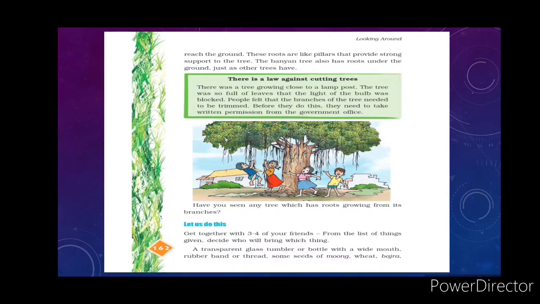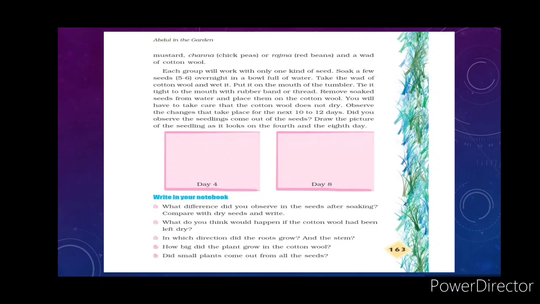So let's do this. What can we do? Get together with 3 or 4 of your friends. From the list of things given, decide who will bring what. You just prepare a group and make a list of some things, and you will distribute those things. Suppose you will bring this one, another friend will bring this one. What are the things required? A transparent glass tumbler or a bottle with a wide mouth, rubber band or thread, and some moong, wheat, bajra, mustard, chana, rajma, or some cotton wool.